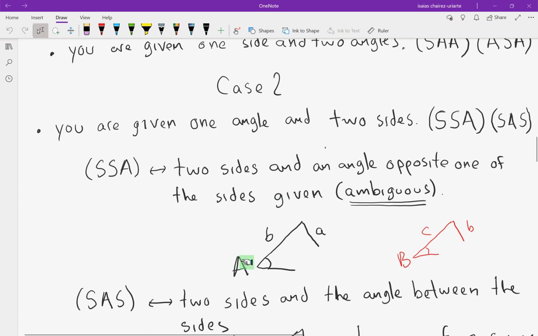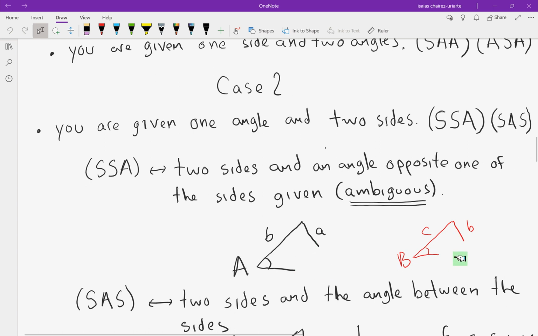So the picture looks something like this. You're given side length B, side length A, and the angle opposite A. You're given side length C, side length B, and the angle opposite B, or whatever. You get side C, the angle opposite C. Notice that I do not draw a complete triangle. There's this gap right here.